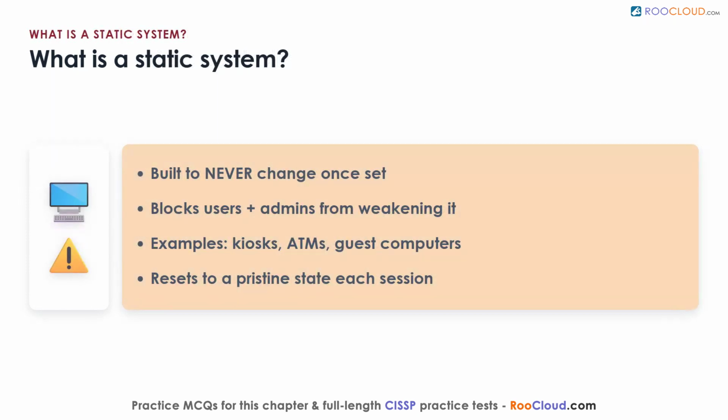What is a static system? It is an environment deliberately built to never change once it is set. The goal is to stop users and even administrators from making changes that could weaken security or break operation. Airport check-in kiosks, ATMs, and library guest computers are classic examples. When a session ends, the machine wipes everything and restores a clean, pristine state for the next person. One warning though, no system is ever truly static. A bug, a failed part, or an exploit can still shift it.